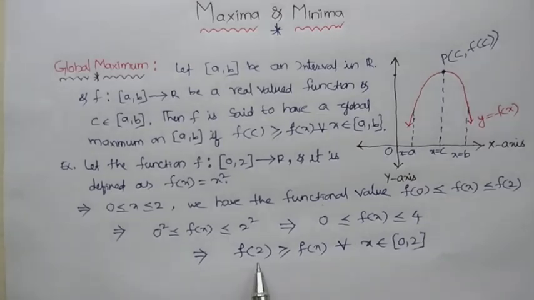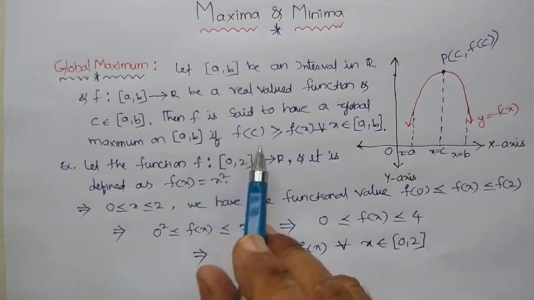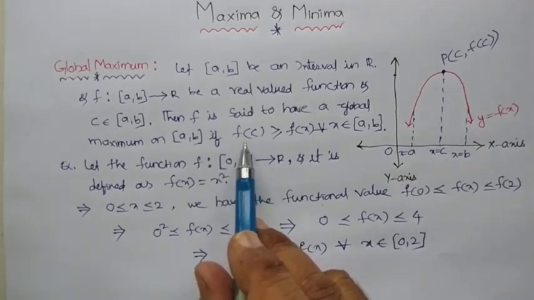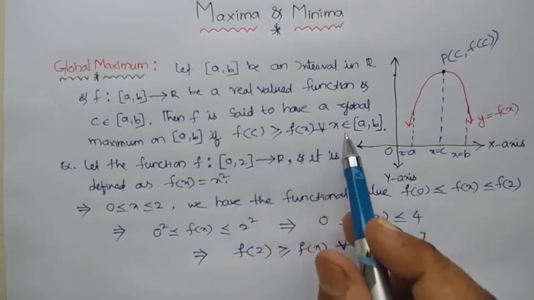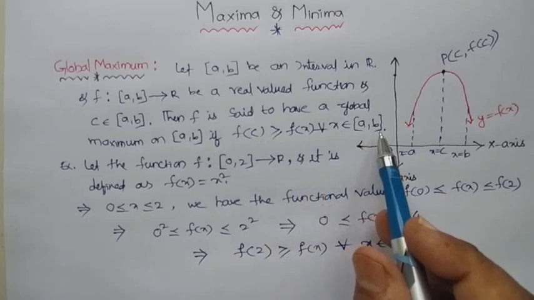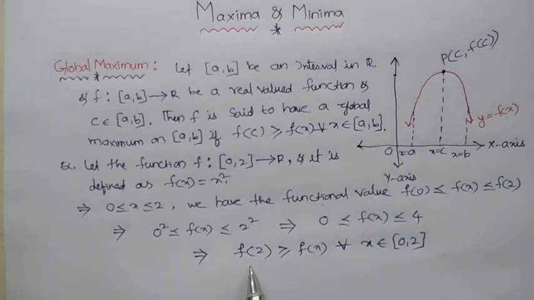As defined in the function, f of c must be greater than or equal to f of x for all values of x belonging to the closed interval a comma b. Now we have the same relation here: f of 2 is greater than or equal to f of x for all x belonging to 0 to 2. Then what can we conclude here? Then f of x has a global maximum.